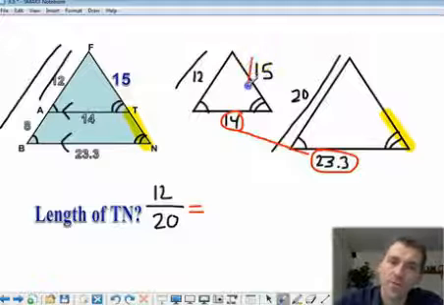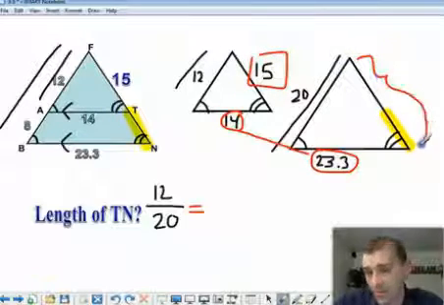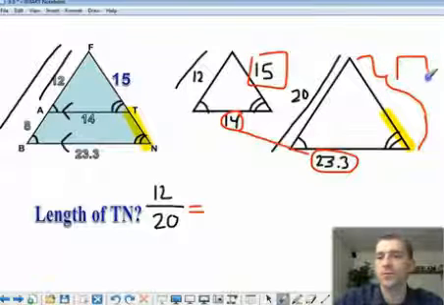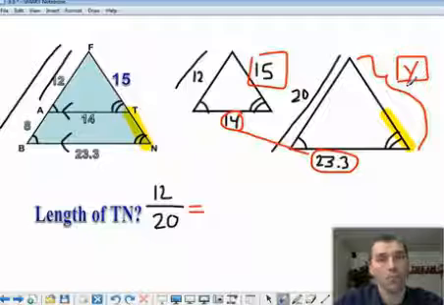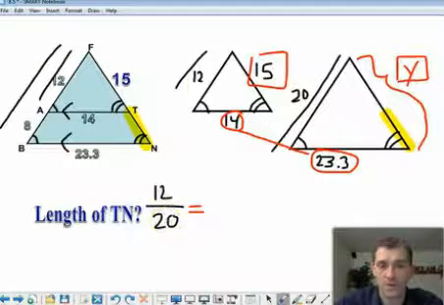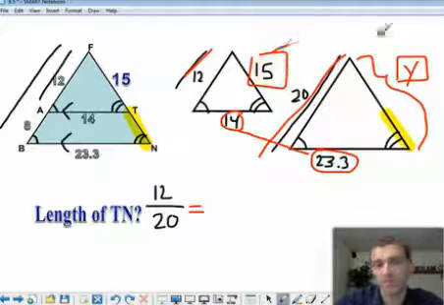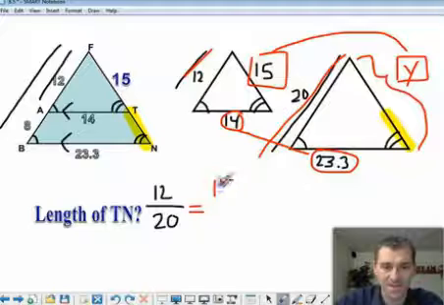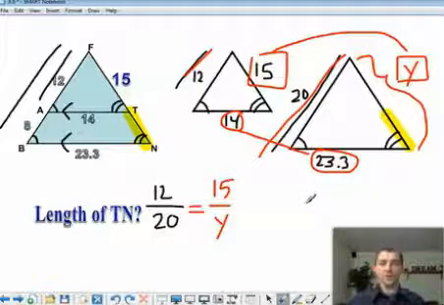Why don't we go with 15, and that would actually be corresponding to that whole side right there, and we'll say that that side right there is y. Why not? We made a y, so there we go. So I will go 12 is to 20. That's 12 is to this whole side, and then the other corresponding pieces is this. 15 is to y. So there you go.